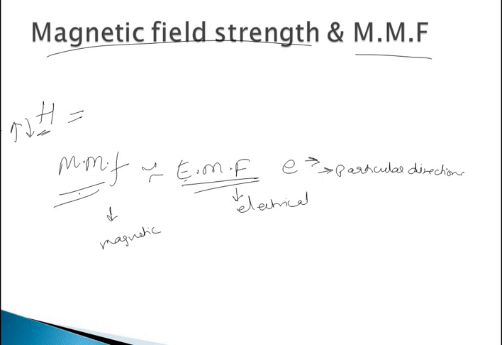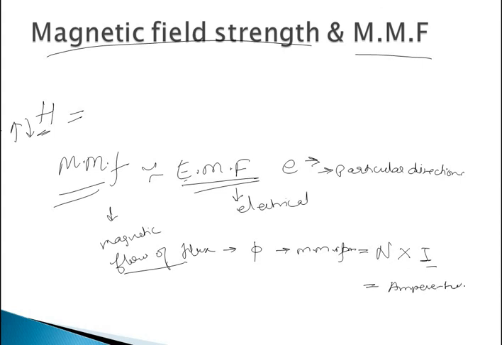So what will be M.M.F? M.M.F will be the force required for the flow of flux. Correct. The force required for the flow of flux is known as M.M.F, that is magnetomotive force, and its formula is number of turns of coil into current. So unit will be ampere turn. Unit of current is ampere, number of turns is turns. So this was the basic concept of all the definitions.